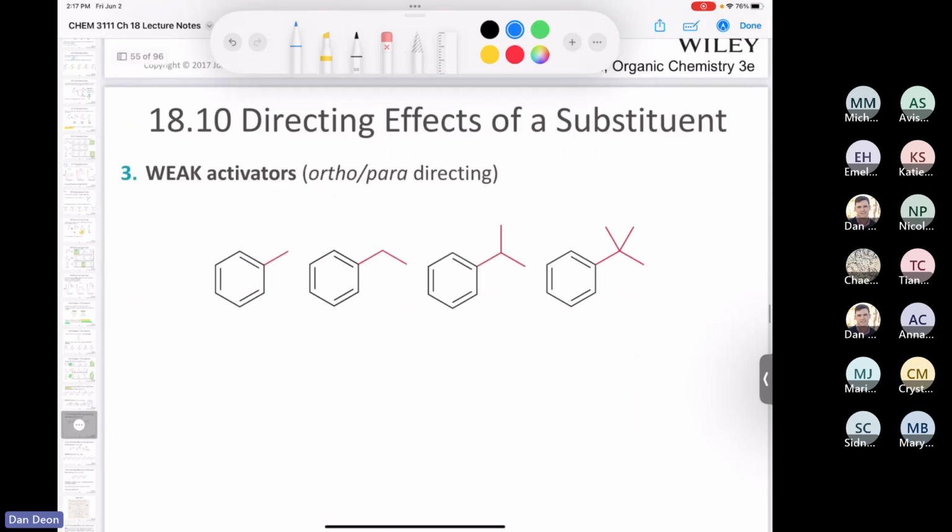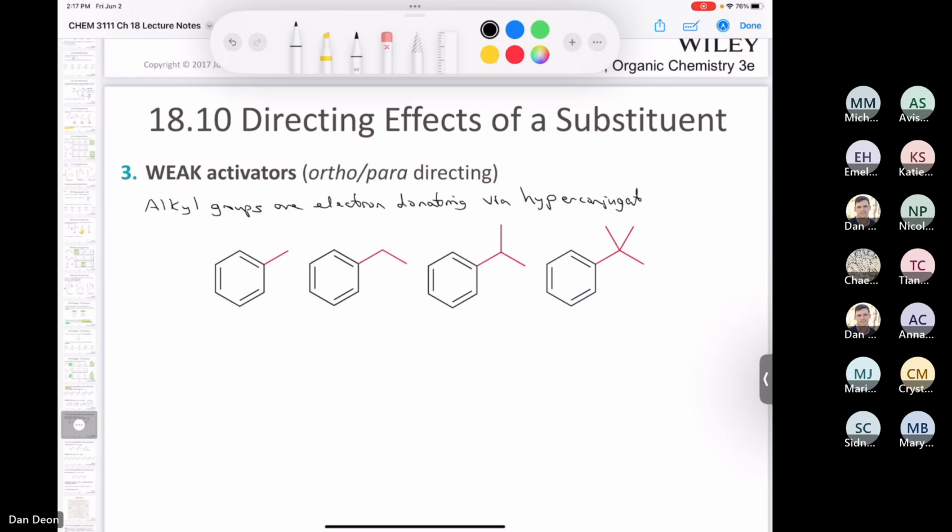The next one, weak activators, are going to be any kind of alkyl group. It could be methyl, ethyl, propyl, butyl, tert-butyl, etc. Remember that these are electron donating. So alkyl groups are electron donating via hyperconjugation.